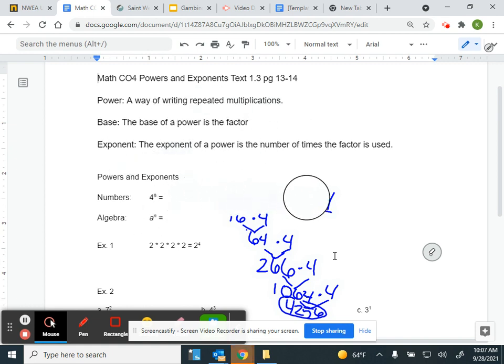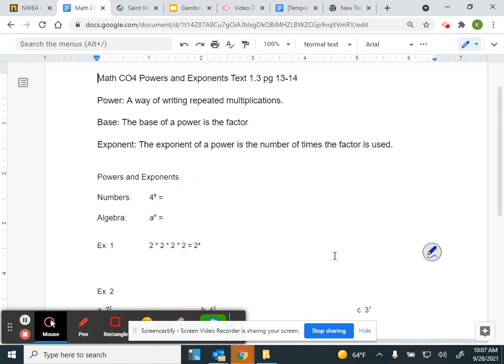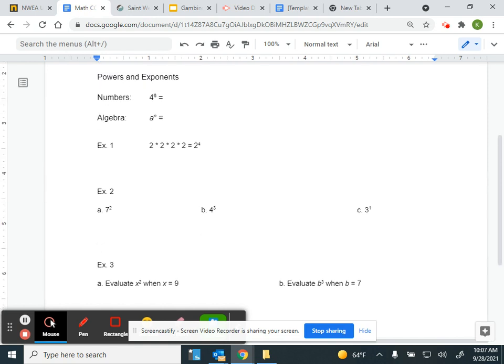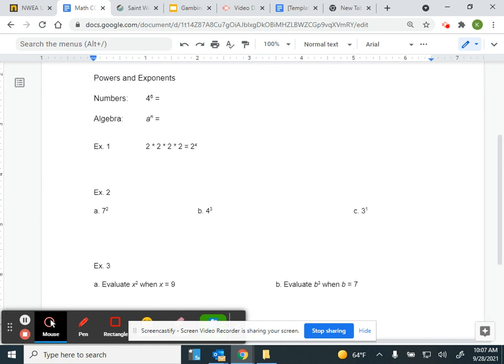So let me move my screen up. We did the 4 times 6, that would be if we see it as numbers. In algebra, we see it with letters. So you could have a to the nth power. And then somebody might say a equals 4, n equals 6. So you know it's 4 to the 6th power. So we would just say 4 to the 6th.